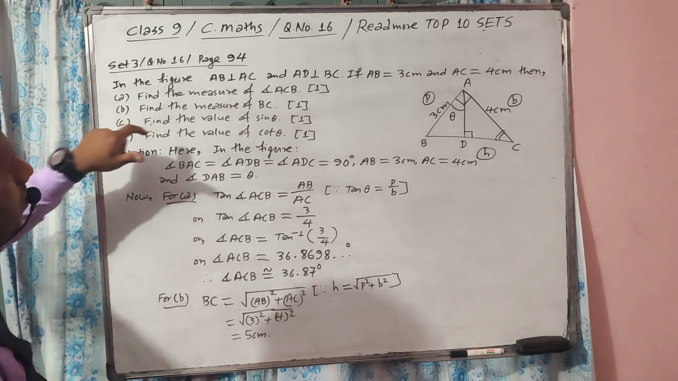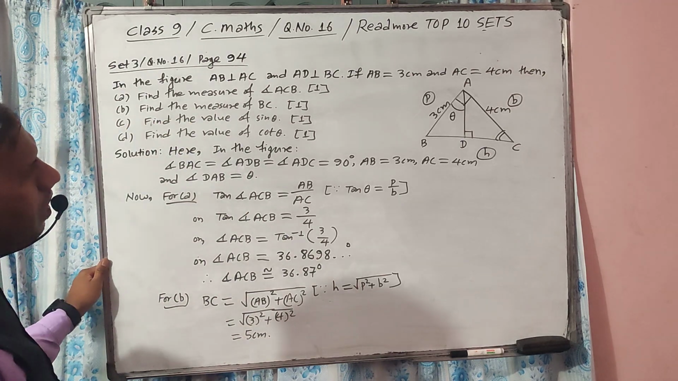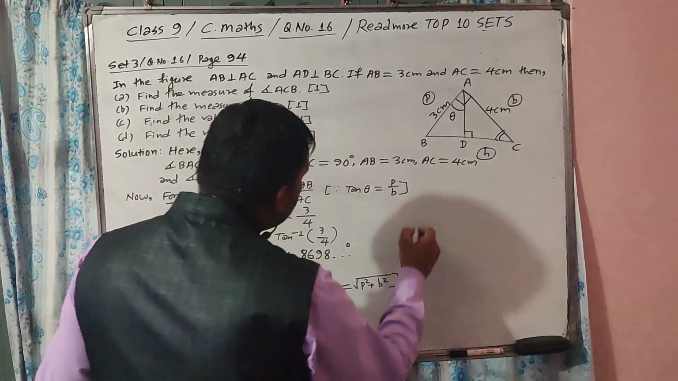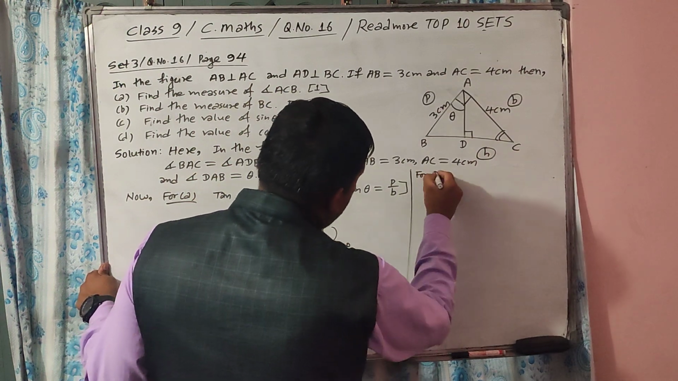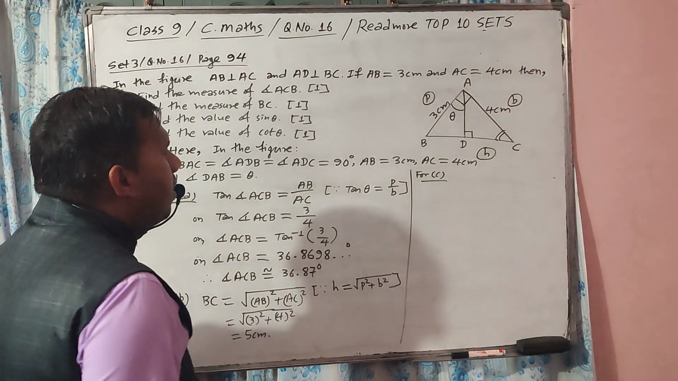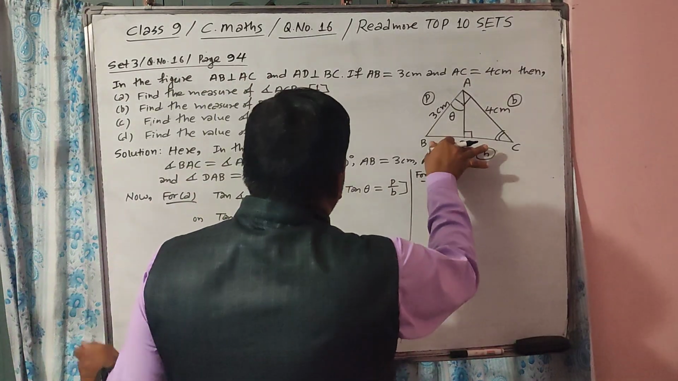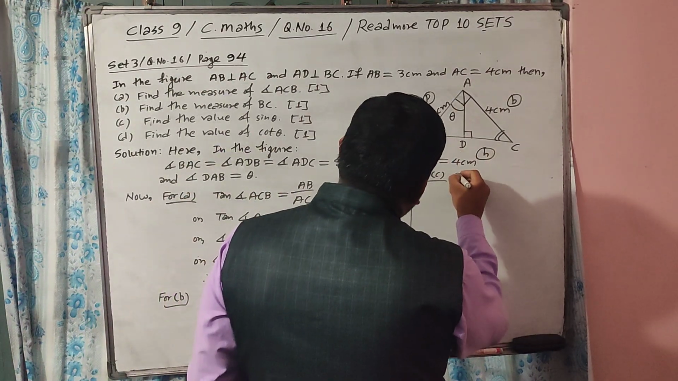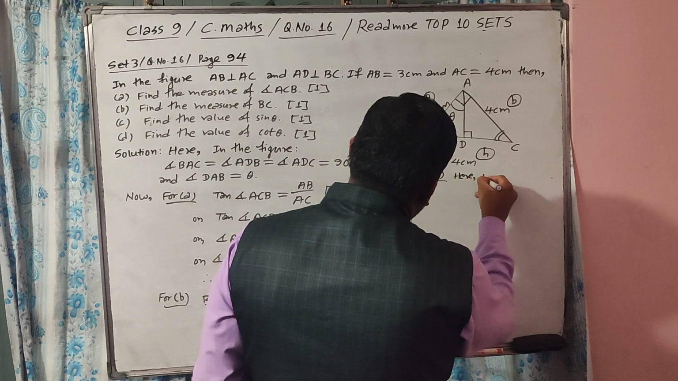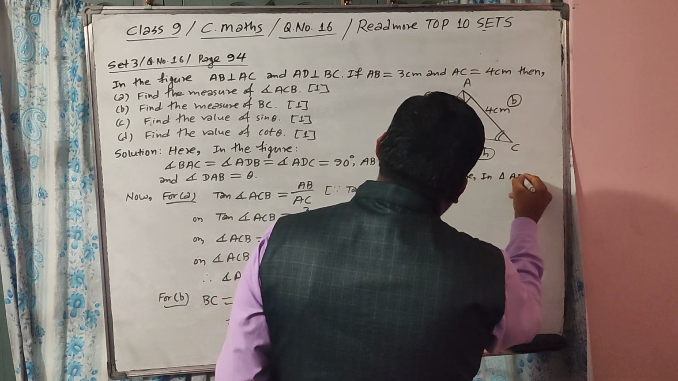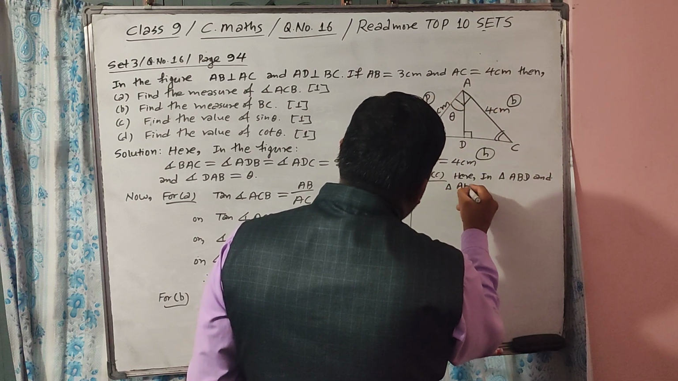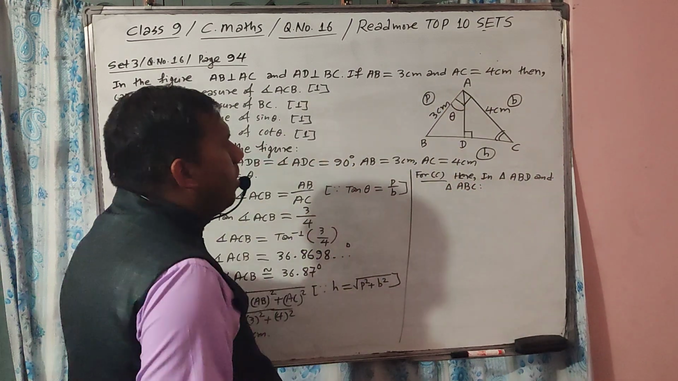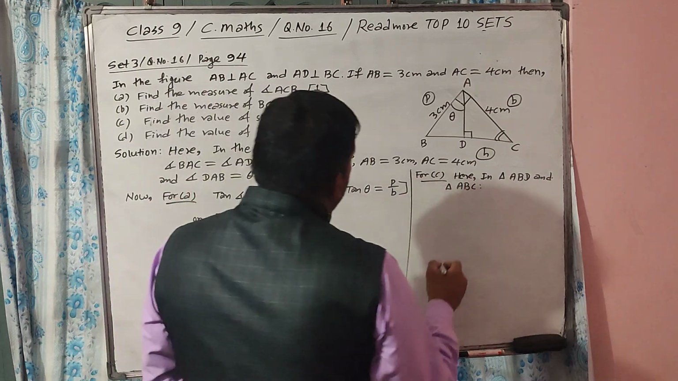Now for C, you have to find the value of sin theta. To find sin theta, we need the value of BD. So here, in triangle ABD and triangle ABC, we have to show that these two triangles are similar.